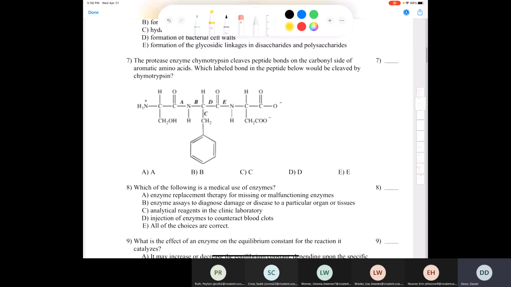All right, well, let's take a look at question number 7, which shows us a picture of a protein, right? We have our NCC, NCC, NCC, so that looks like a pretty good tripeptide. It says that the protease enzyme chymotrypsin cleaves peptide bonds on the carbonyl side of aromatic amino acids. Which labeled bond in the peptide below would be cleaved by chymotrypsin? Can anybody tell me which one of these bonds would be the one that would be cleaved? Would it be A, B, C, D, or E? On the carbonyl side of an aromatic amino acid.